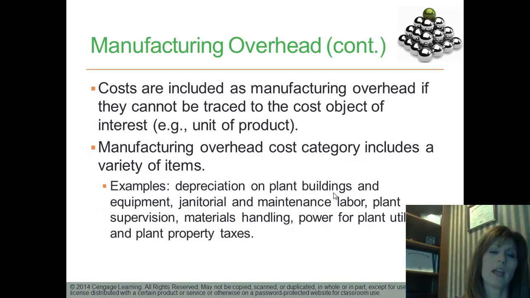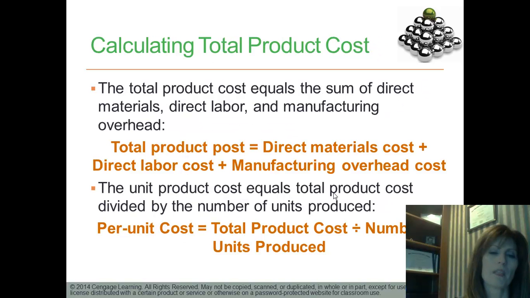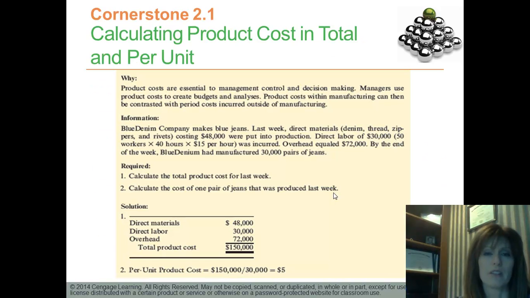So we have things like depreciation on the plant buildings, janitorial maintenance, the utilities, the lighting, the heating, plant taxes. Anything that we need in order to make the product, but we can't directly trace conveniently. So our total product cost is direct materials, direct labor, and manufacturing overhead. To get it per unit, we just divide that total cost by the number of units. Pretty straightforward. These are really just a matter of making sure you have the right formulas written down. The math is very straightforward on these.